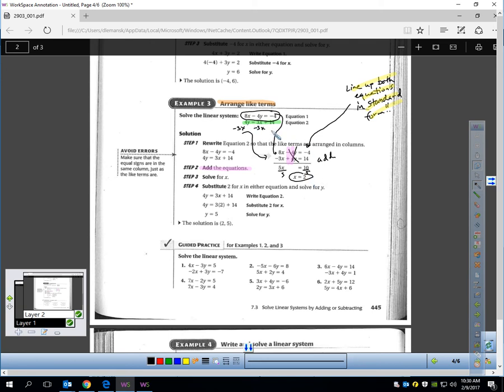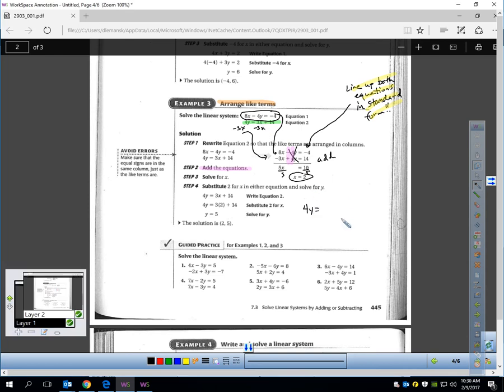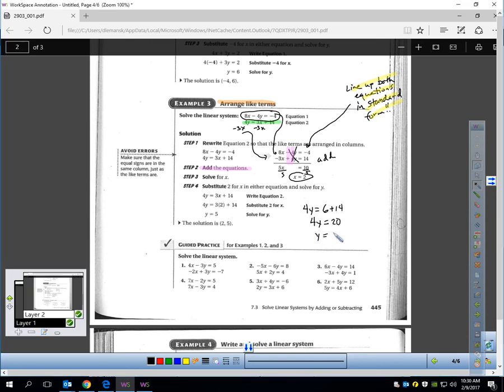Now step 3, we've got to find y. Whatever equation looks easiest, plug in 2 for x and find y. I think the second equation is set up easy because I'd have 4y equals 3 times 2, which is 6, plus 14. So 4y equals 20. That means y has to be a 5. So my ordered pair must be 2, 5. And then I can check it in the other equation just to verify that it's right. 8 times 2 is 16.